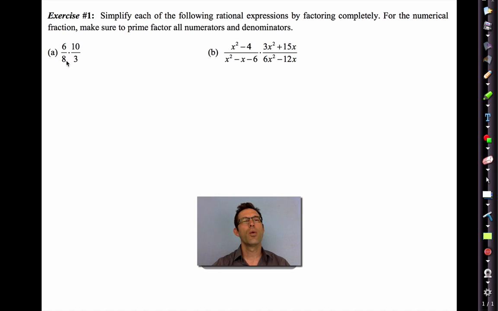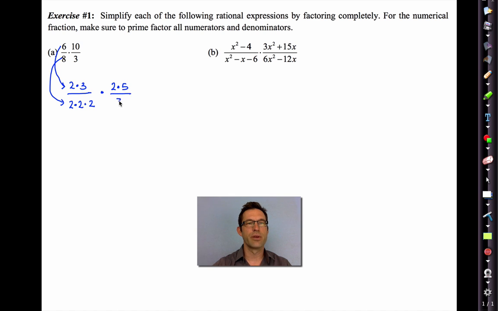All right. Now, what I'm going to do is show you why that works with numerical fractions. So think about the 6/8 for a second. 6 is equal to 2 times 3, so all I'm going to do is factor this fraction. 8 is equal to 2 times 2 times 2. Remember prime factoring? That's that. Times, now 10 is equal to 2 times 5, and well, 3 is just equal to 3. It's prime, you can't factor it. So that's been prime factored.